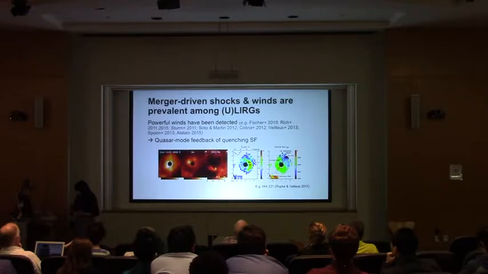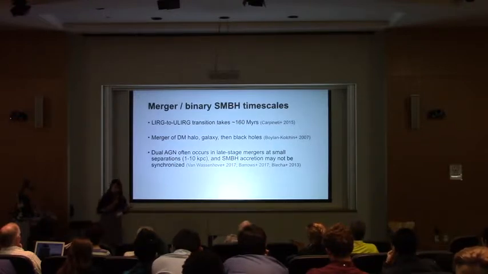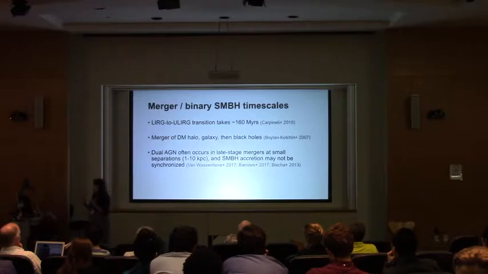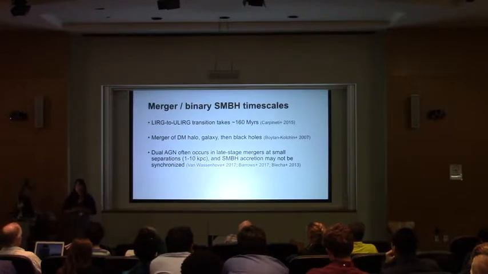So, and of course, if you follow this story, you would expect there to be stages in this galaxy system where it might feature binary supermassive black holes. If you have a black hole in each galaxy, and then they merge. And so it's important then to understand the timescales of when these things actually take place.